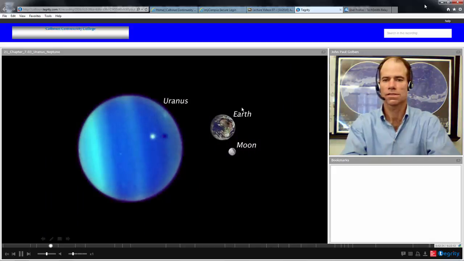Here's a comparison of Uranus again to the Earth and to the Earth's moon, and we can see how much we are dwarfed by this planet. Here's also one of Uranus's moons, Ariel, and the shadow of that moon on the surface of Uranus. So, a very nice, recent picture.